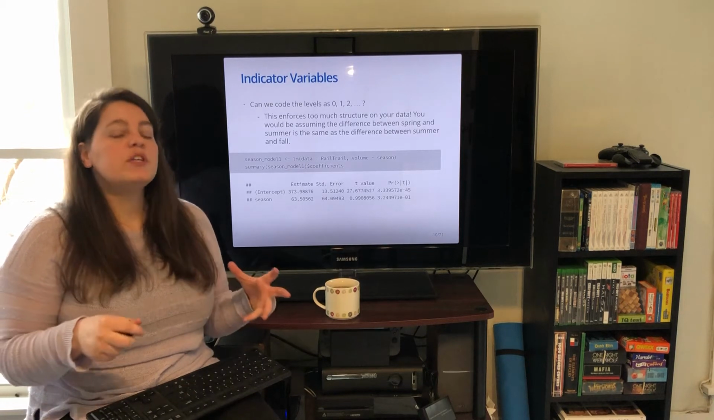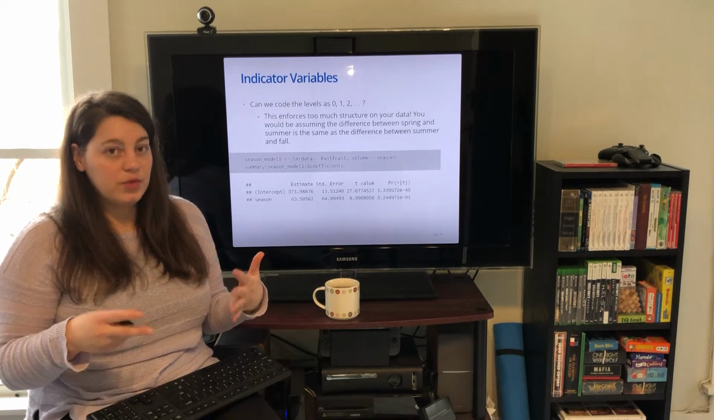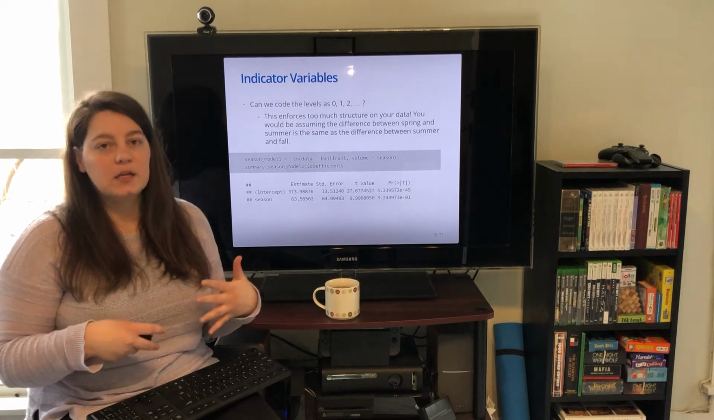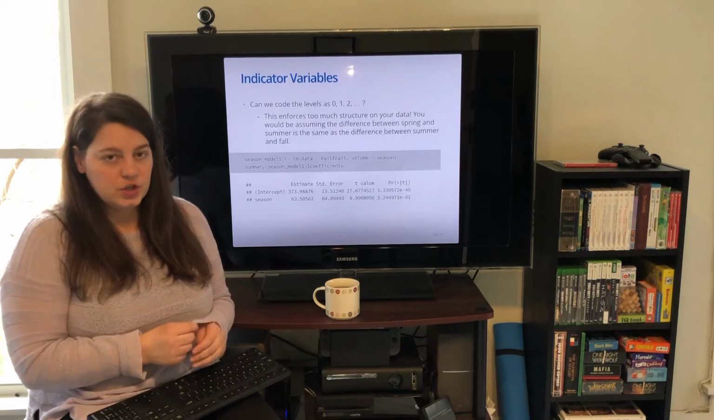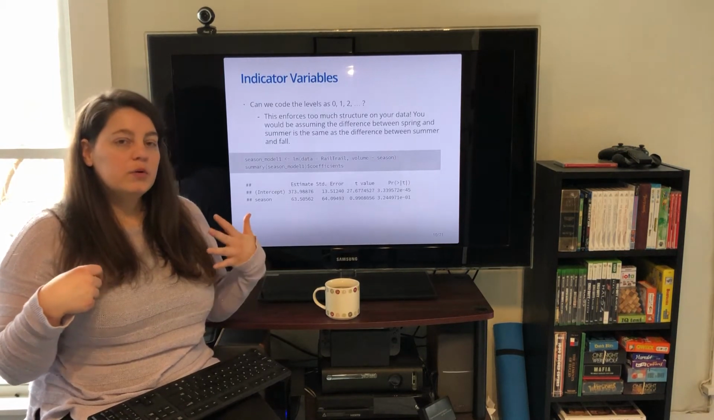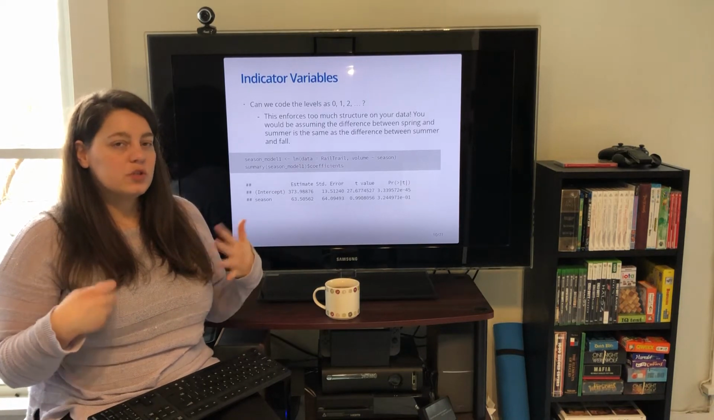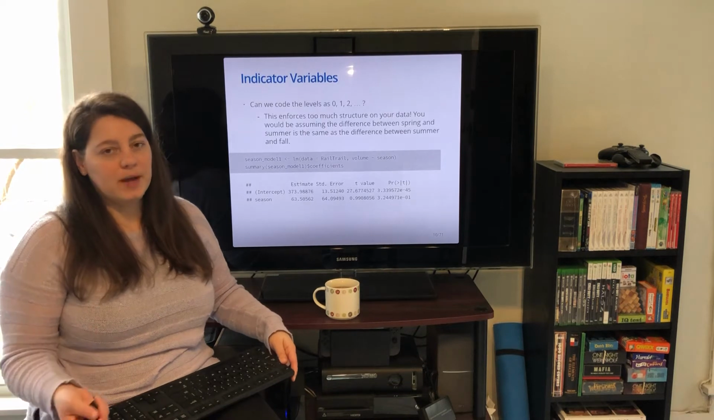So given that we started with coding things as 0 and 1, it might be natural to think, well, maybe we could just add a 2. We could code the variables as 0, 1, and 2. And it turns out that if you do that, you are enforcing too much structure on your data, right? And what do I mean by that?